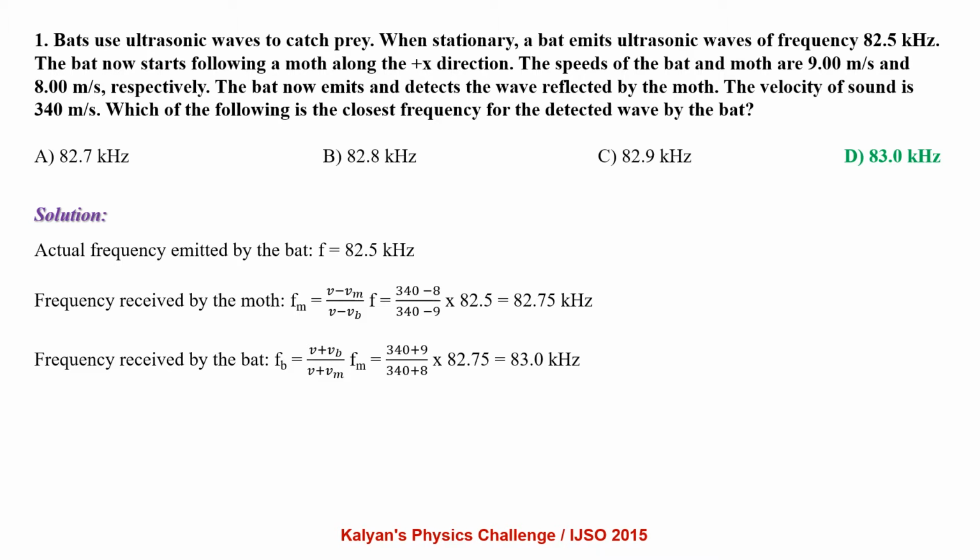Actual frequency emitted by the bat f equal to 82.5 kHz. Frequency received by the moth fm equal to (v minus vm) by (v minus vb) into f, that is (340 minus 8) by (340 minus 9) into 82.5, which comes out to be 82.75 kHz. Frequency received by the bat fbat equal to (v plus vb) by (v plus vm) into fm, that is (340 plus 9) by (340 plus 8) into 82.75, which comes out to be 83 kHz.